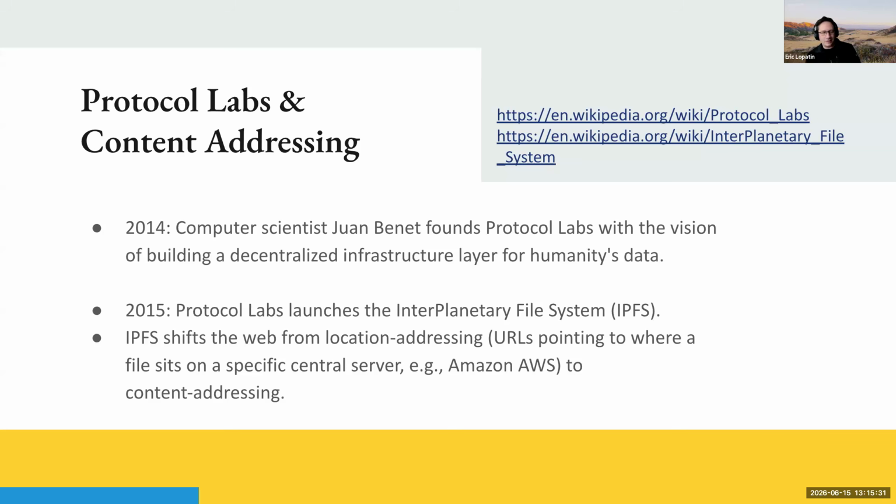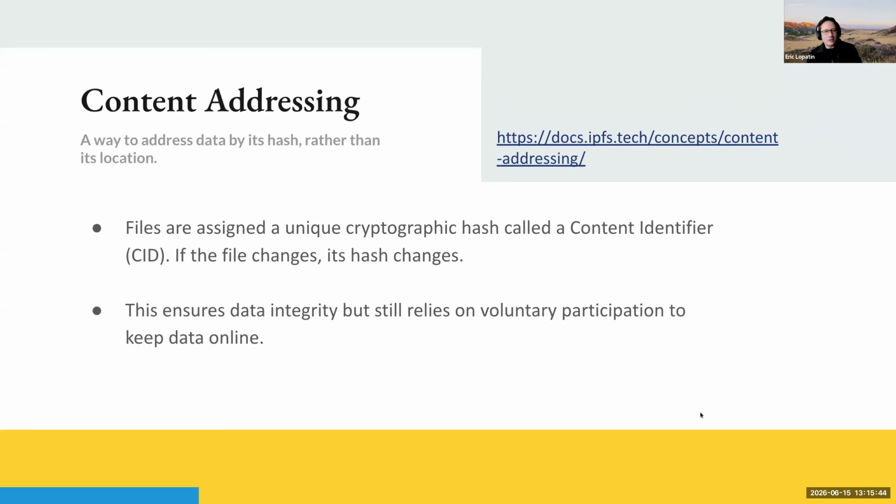One of the important things here is IPFS shifts the web from location addressing, for URLs, to where a file sits on a server, to what's called content addressing. And content addressing is not necessarily where something sits, but identifying a file by its hash. So that is a unique hash or content ID across the blockchain that lets you essentially find your data.